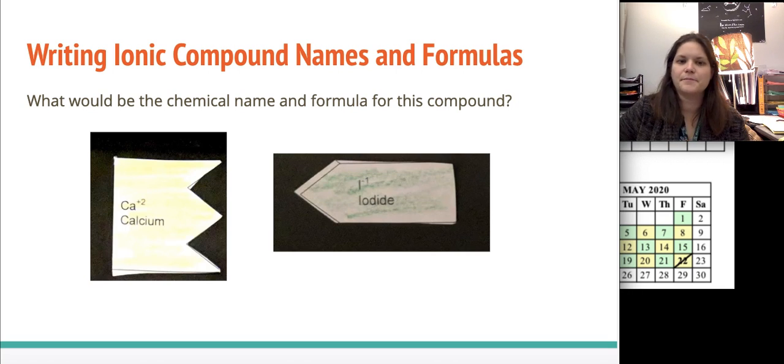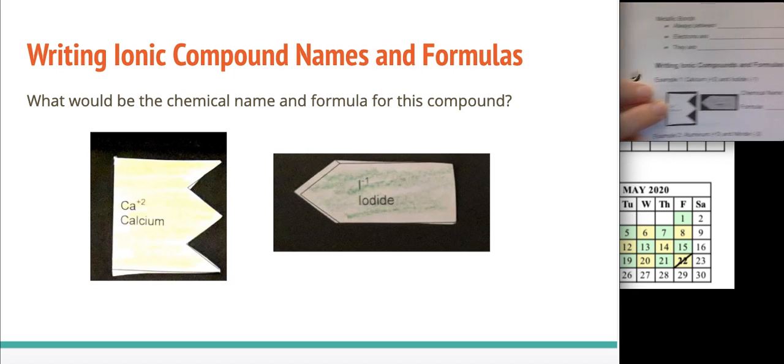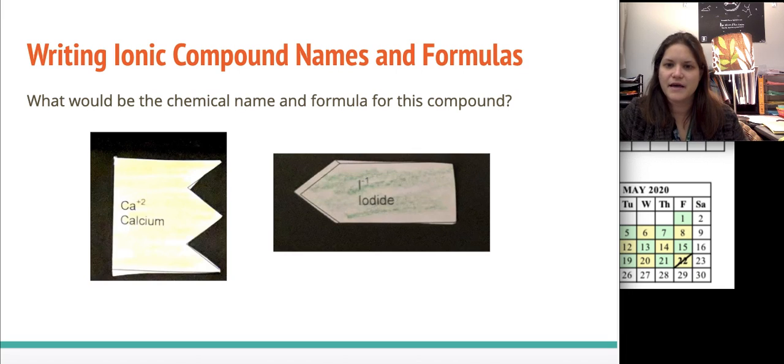But mainly what you need to know, so for this first example, which I've got the puzzle pieces on there for you, calcium has a charge of +2 and iodide has a charge of -1. So what would be the chemical name and the formula for this compound?